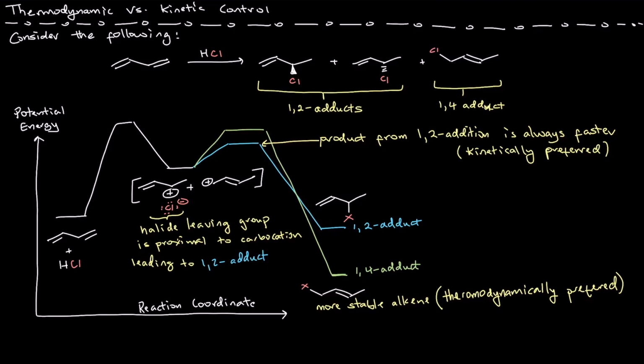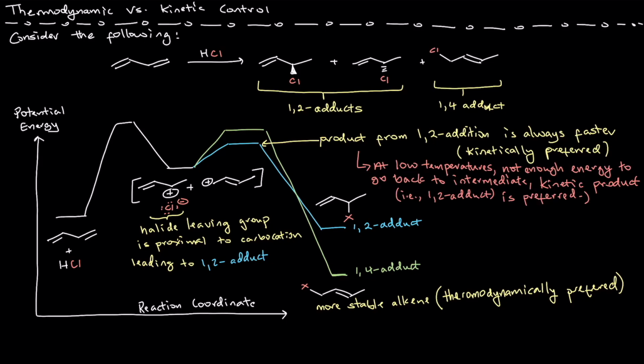So the 1,2 addition is always faster and kinetically preferred, but in this case, the 1,4 adduct is more stable than the 1,2 adduct because of the substitution patterns of the alkene. And so at low temperatures, let's say you just have enough energy to get to the 1,2 adduct, but you don't have enough energy to go back from the 1,2 adduct back to the carbocation, the kinetic product is always going to be preferred. So this reaction will be under kinetic control.